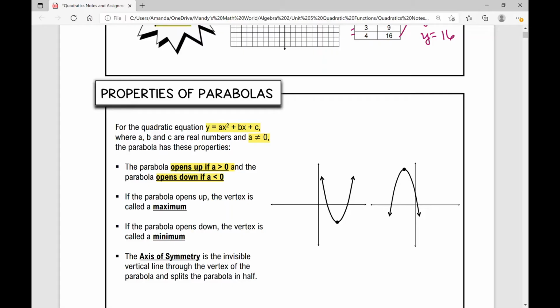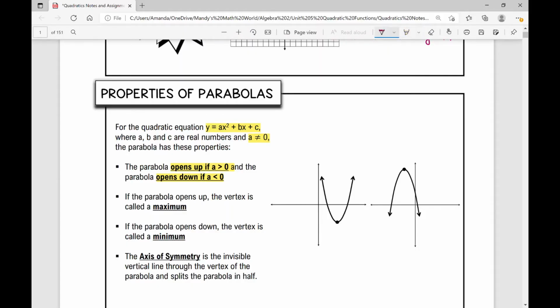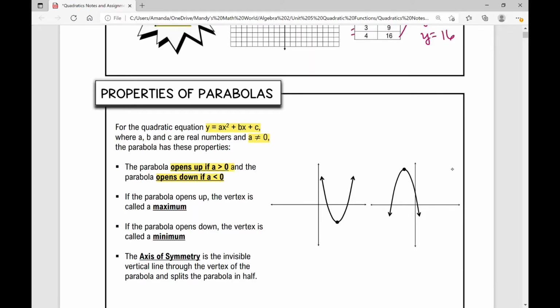So if a is a negative value, your parabola opens up. If a is a positive value, your parabola opens down. So I'm actually going to draw, let's see, right here, you can see on this first one right here, a must be greater than 0 because my parabola opens up. For this one right here, a must be less than 0 because my parabola opens down, right? Those arrows are pointing down. Let's move on to the next bullet point.